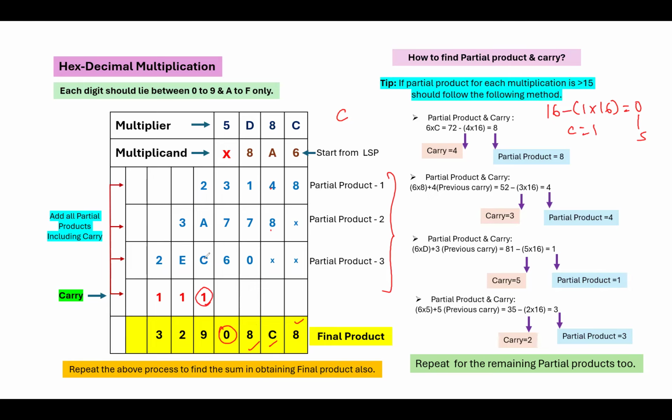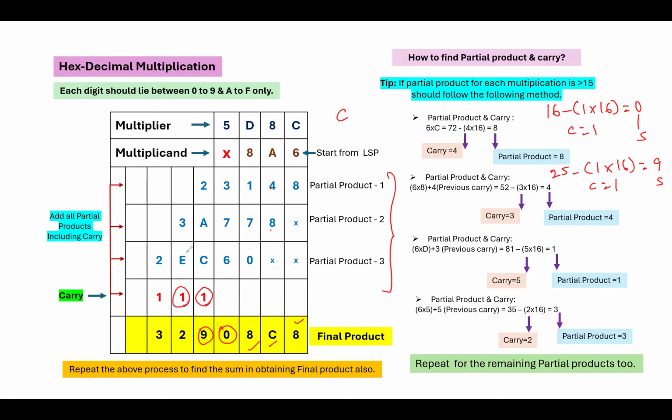Now 2 plus A plus C. 2 plus A is 12. 12 plus C is 24. 24 plus 1, 25. 25 minus 1 into 16, which is equal to 9. So carry equal to 1, sum is 9. So 9, carry is 1.